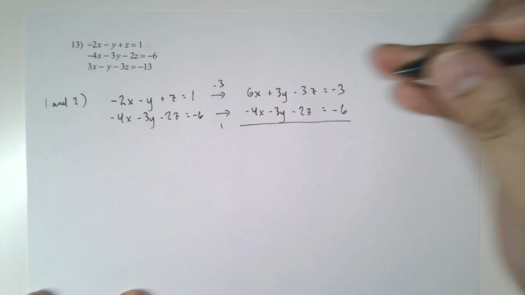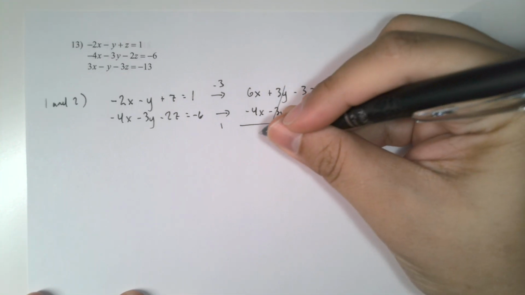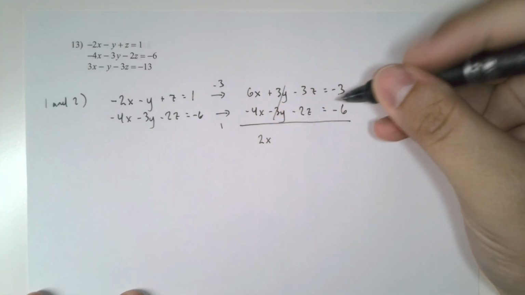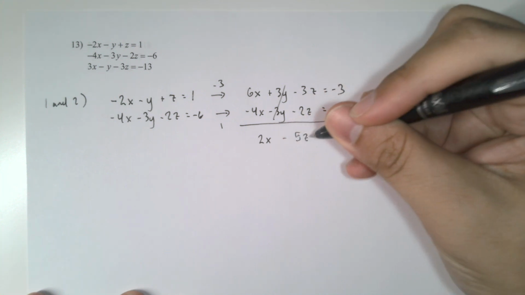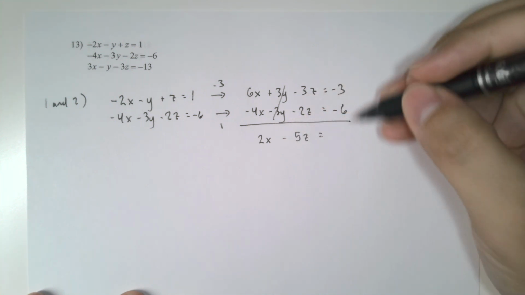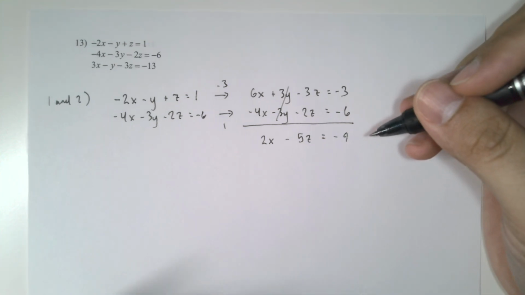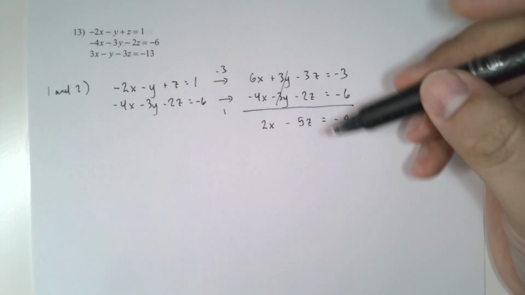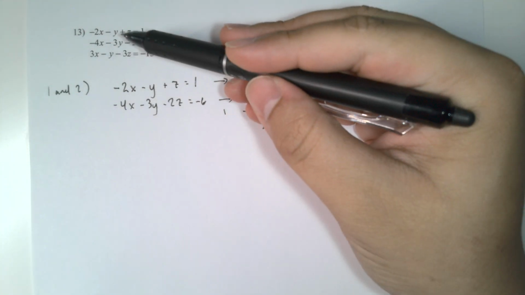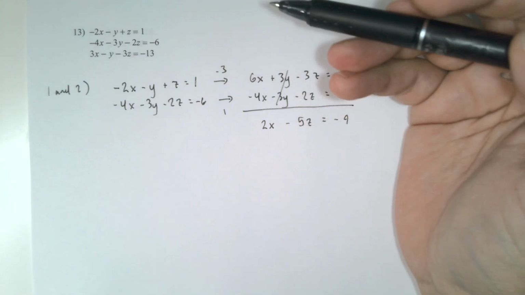When we add these two together, the x's are going to cancel. We have 6x minus 4x, which is really just 2x, and then -3z minus 2z is minus 5z, and then -3 minus 6 is going to be -9. So we have our first elimination here. Let's try to eliminate y one more time. Let's use, say, equations 1 and 3. We can just multiply 1 by -1, and then the y's will eliminate.